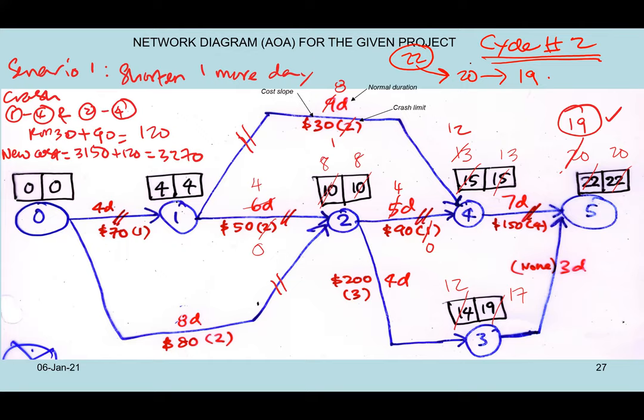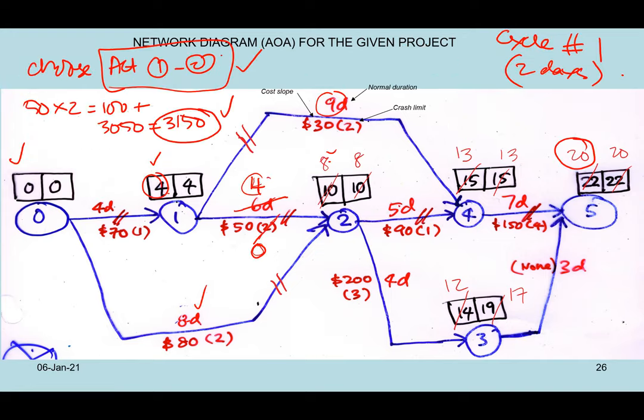We already reduced to 20 days. Now we want to reduce one more day. Okay, what could be the possibility that we can choose? Now you notice that activity 14, from the previous one, now becomes critical. Previously it was not critical. But after cycle number 1, activity 14 becomes critical. Okay, so that is the issue.